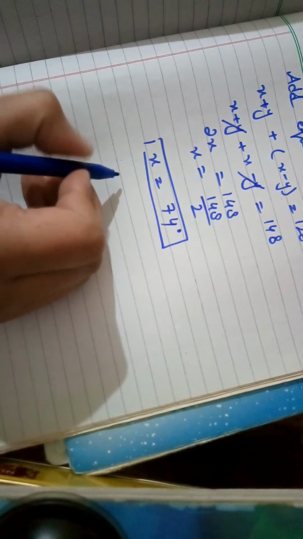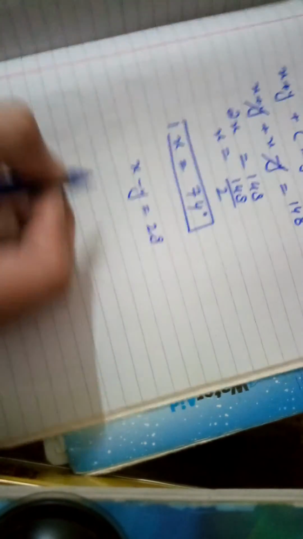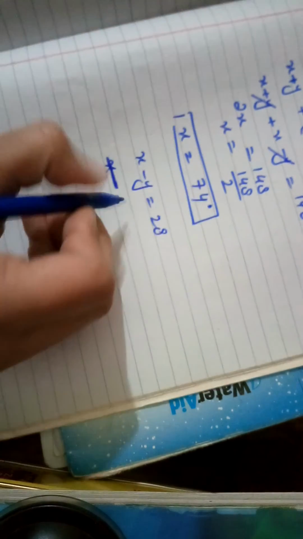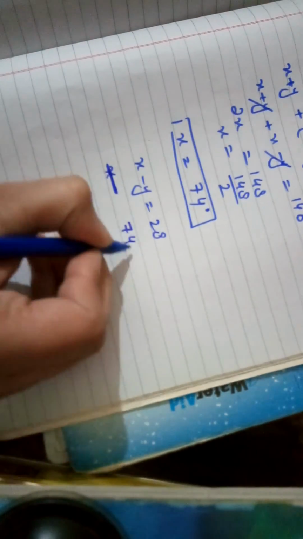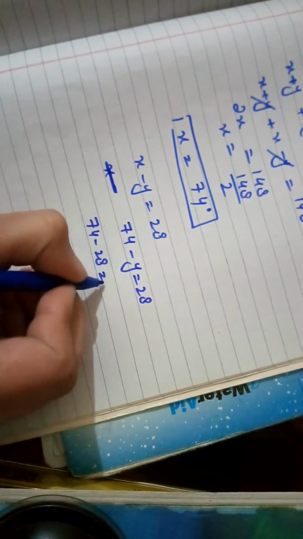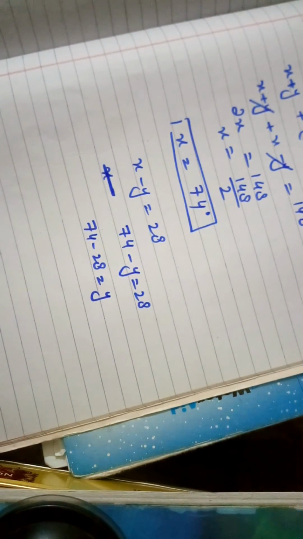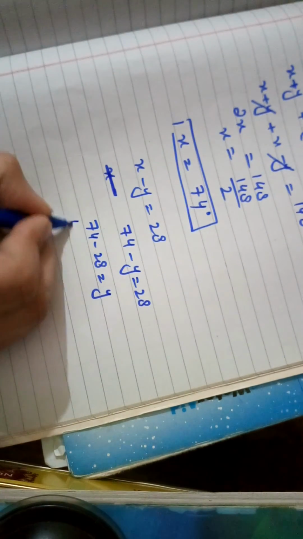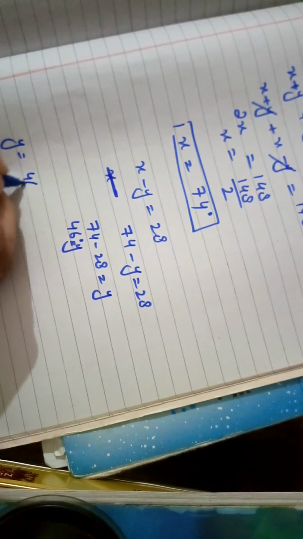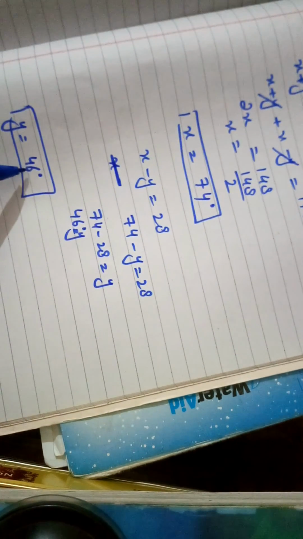Now put this value of x in any equation to get the value of y. So I'm using the equation x minus y is equal to 28. The value of x is 74, minus y is equal to 28. So 74 minus 28 is equal to y, which is 46 degrees. y is equal to 46 degrees. So our first angle is x, that is 74, and the second angle is y, that is 46 degrees.